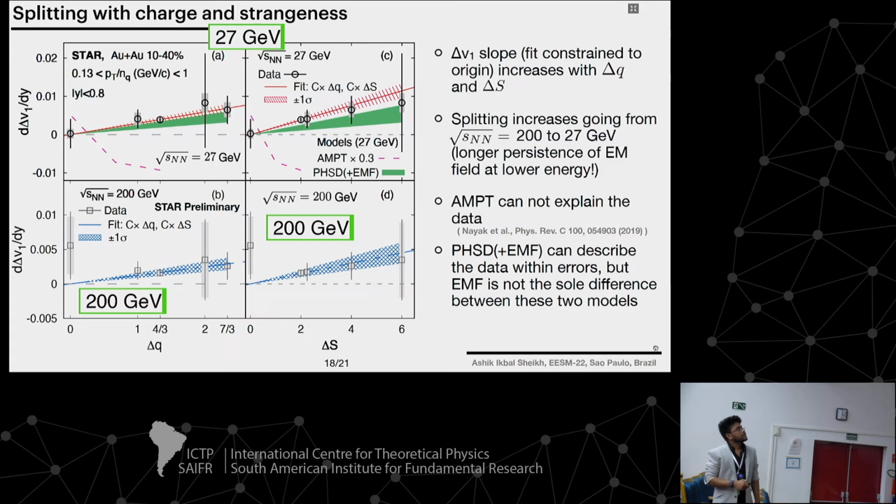We have also compared the measurements with the AMPT model. You can certainly see that AMPT cannot describe the data. We have also compared the measurements with the Parton-Hadron-String Dynamics model that includes the electromagnetic field. This can definitely describe the data within error bars. You can see this greenish band here. But I would like to make a comment here: the electromagnetic field effect is not the sole difference between these two models compared here, AMPT and PHSD.